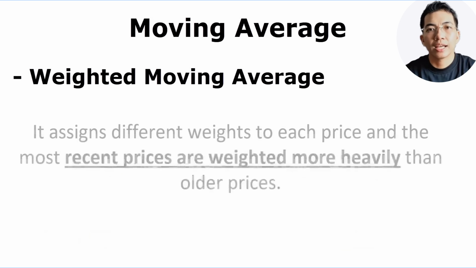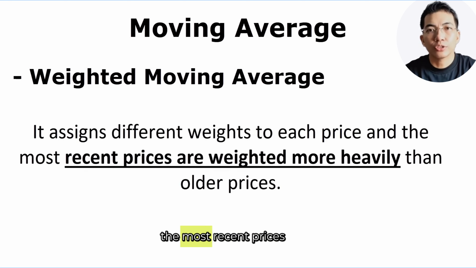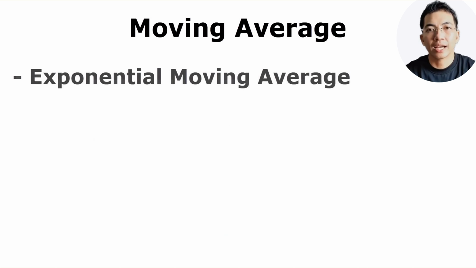This kind of moving average assigns different weights to each price, and the most recent prices are weighted more heavily than older prices. You can also choose how to weight the data, but I'm not going into it, otherwise this will become a course about technical indicators. Last type of moving average is the exponential moving average. That can be considered a special type of weighted moving average.